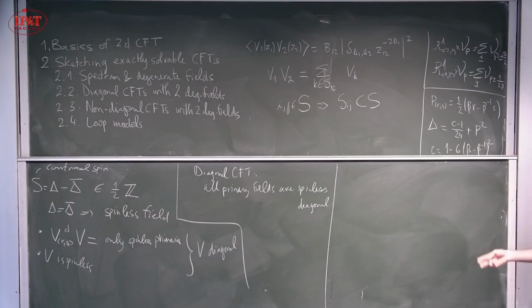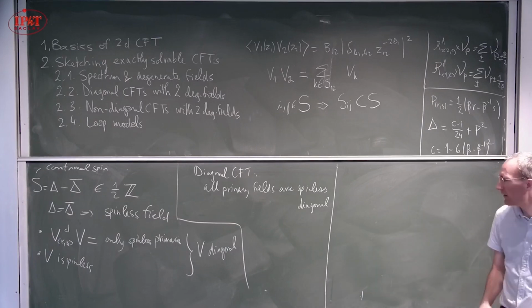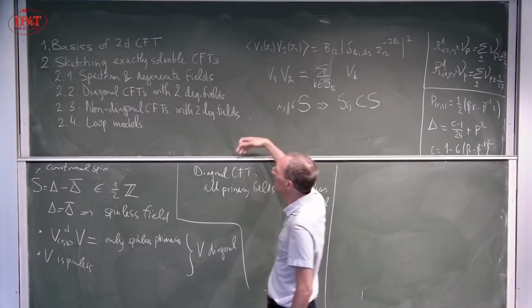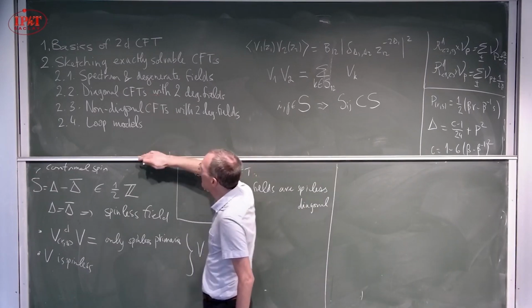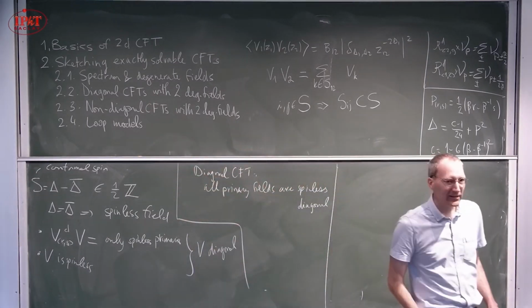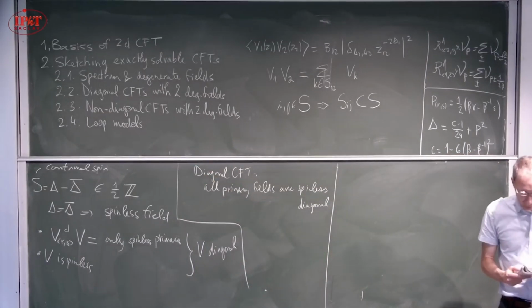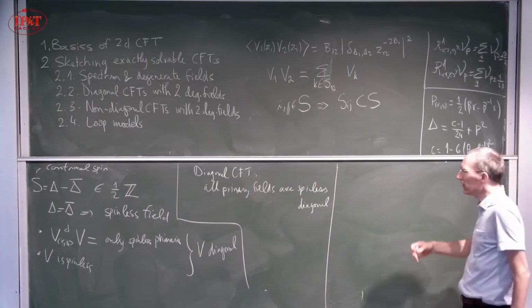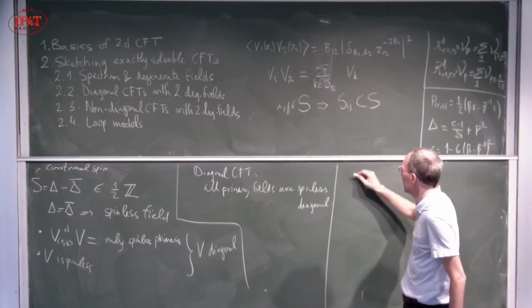Okay, so diagonal CFTs are simpler. So we'll start, in fact, when it comes to building examples, we start with diagonal CFTs before moving to non-diagonal CFTs. Okay, so now which fields do we allow in our CFT?